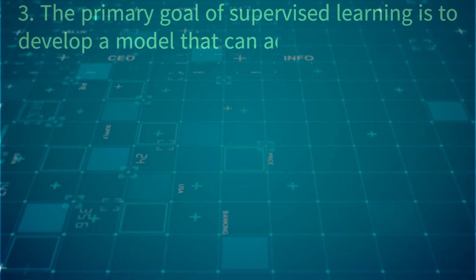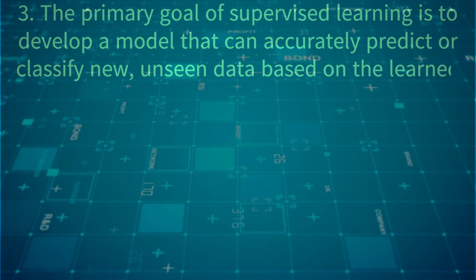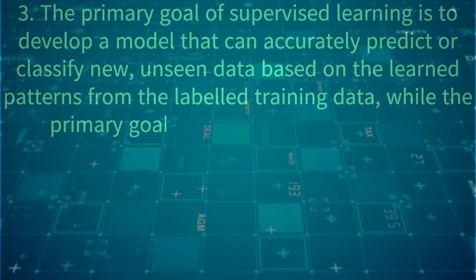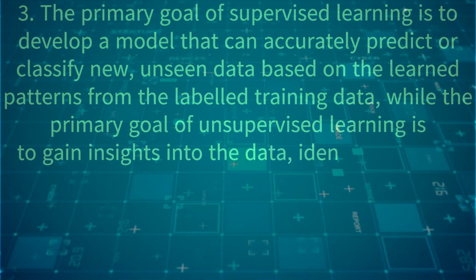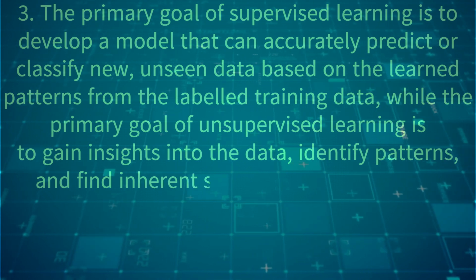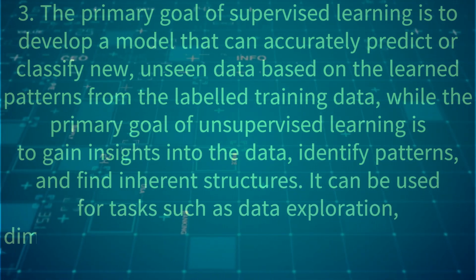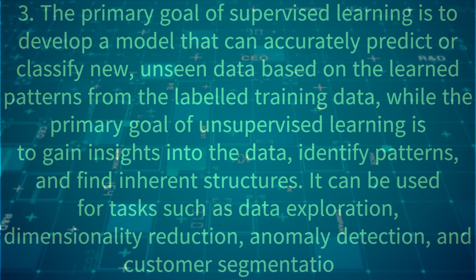3. The primary goal of supervised learning is to develop a model that can accurately predict or classify new, unseen data based on the learned patterns from the labeled training data, while the primary goal of unsupervised learning is to gain insights into the data, identify patterns, and find inherent structures. It can be used for tasks such as data exploration, dimensionality reduction, anomaly detection, and customer segmentation.